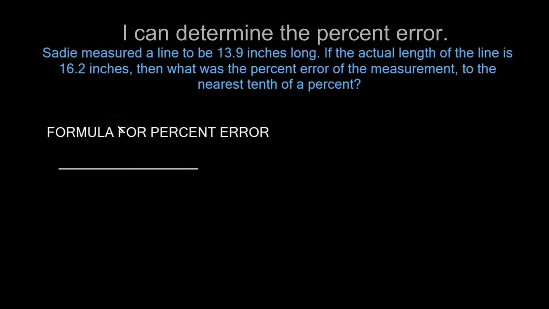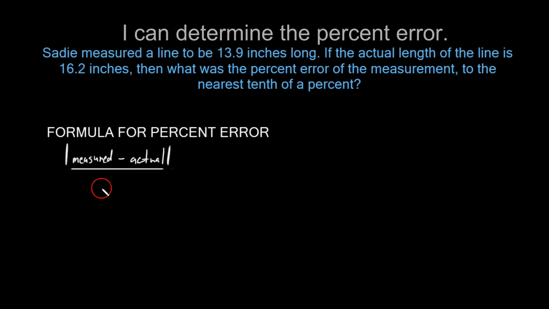So the formula for percent error might use different words depending on what the word problem is. In this situation, when they're measuring the distance of a line, our formula for percent error is going to be the difference between the measured length and the actual length. So it's measured minus actual, and it's the difference between the two. So it's actually going to be the absolute value of the measured minus the actual length.